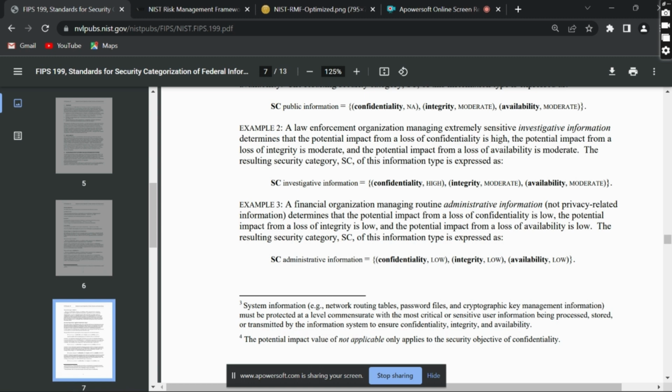So in this system, because they were not able to keep their information system confidential, the impact was high, which means the impact affected human life. So this system has to find security controls to fix this situation. Integrity is moderate, availability is moderate.